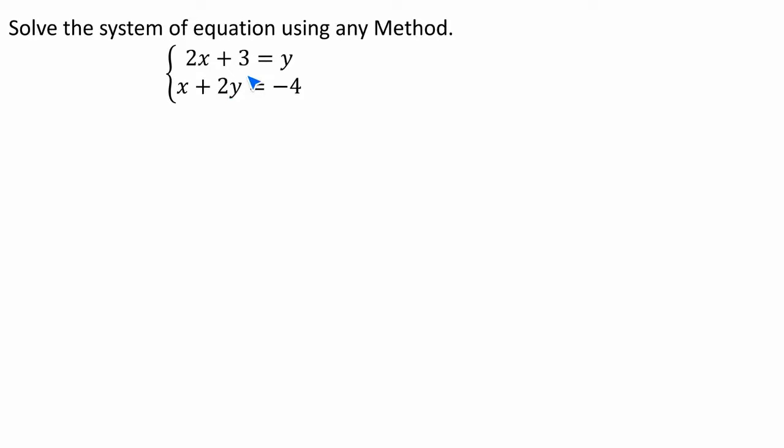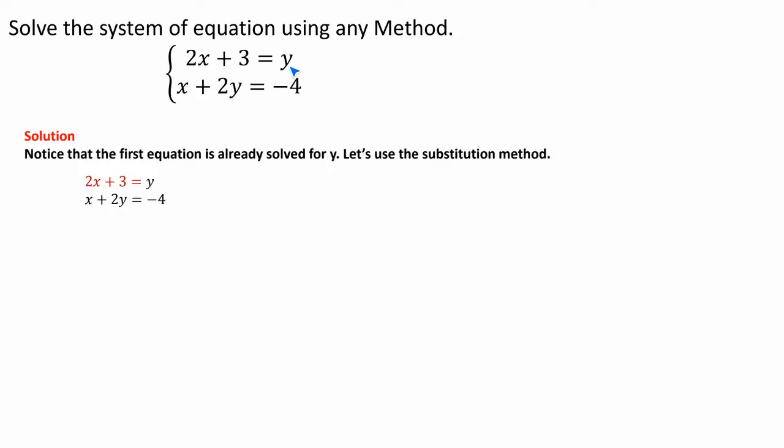So if we look at both of these, we can see that the first one is already solved for y. So the method I'm going to prefer to use here for myself is the substitution method because I already know what y is. Okay. So since y is equal to 2x plus 3, I'm going to go into my second equation, and wherever I see a y, I'm going to replace it with 2x plus 3.